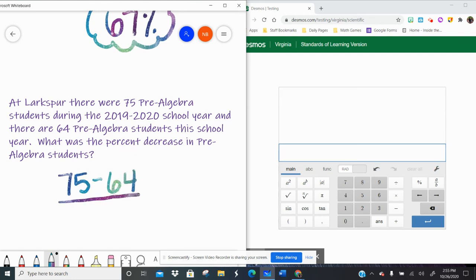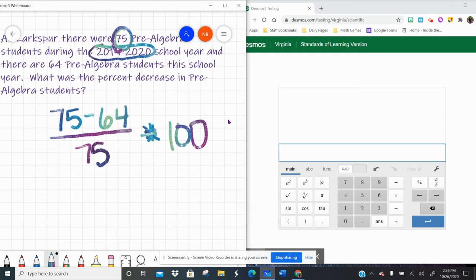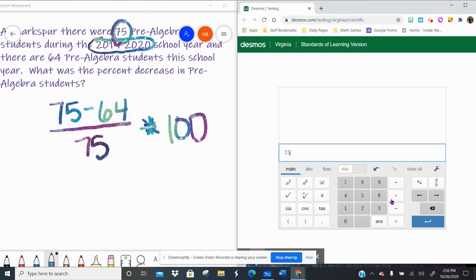divided by, and we want the original, whatever came first in time. Well, 2019-2020 school year was last year. 2020-21 is this year. So what came first was that 75. And again, we're going to multiply that by 100 to find that percent. So let's go to our calculator.